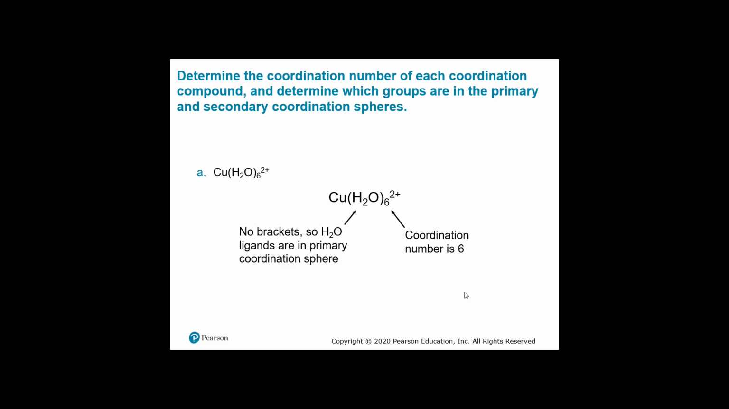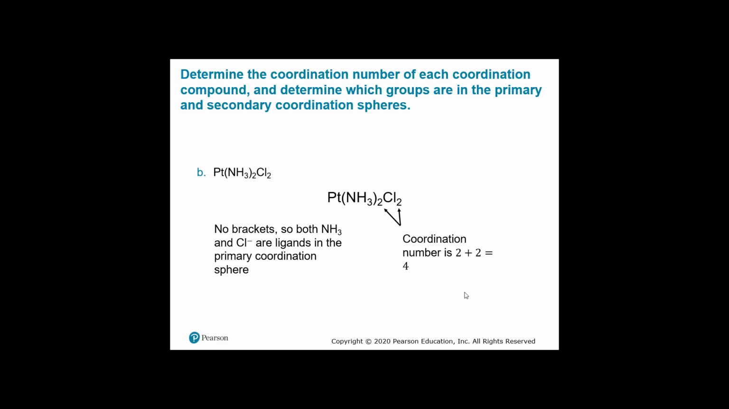So there are no counter ions. Here we look again, there's no brackets, so there are no counter ions. They are just the ligands that are attached to the metal ion, and we can see that we have a 2 and a 2, so the coordination number here would be 4. We have 2 ammonias and 2 chloride ions.